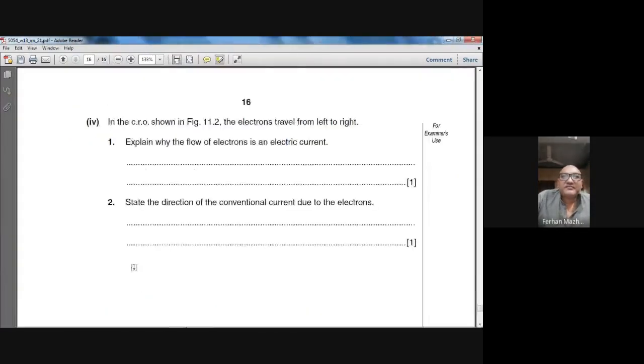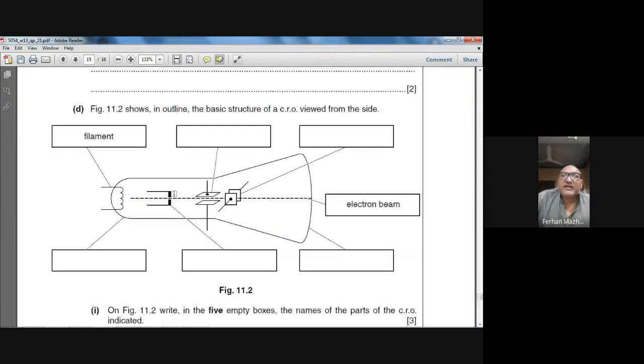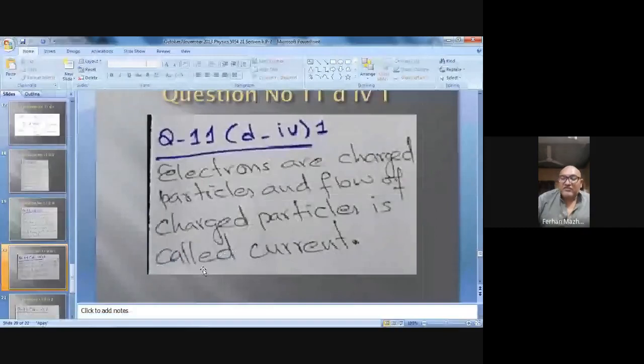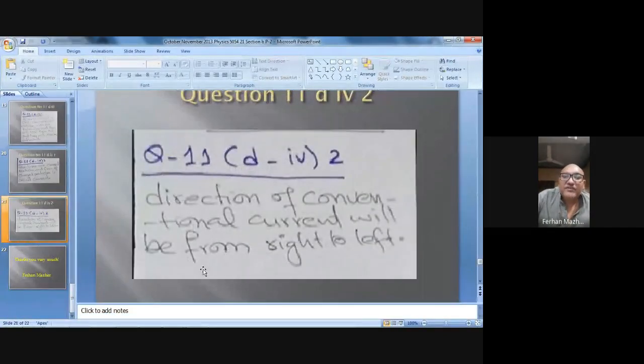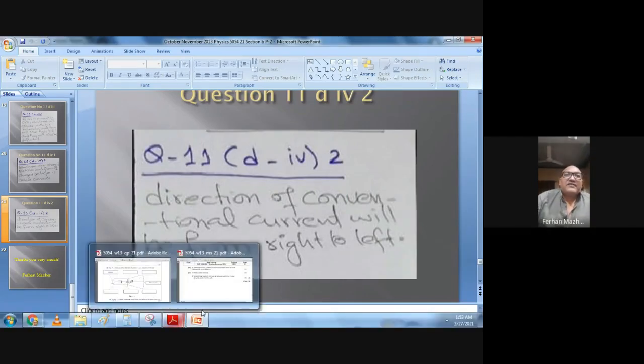Okay, so the next part: state the direction of the conventional current due to the electrons. You see here, the electrons are coming out of the filament and they are going to the screen. So it means they are going from left to right. The direction of the conventional current will be opposite to the flow of electrons. It will be from right to left.